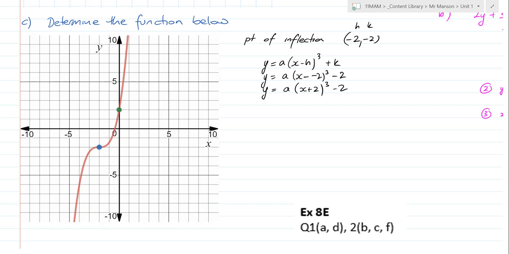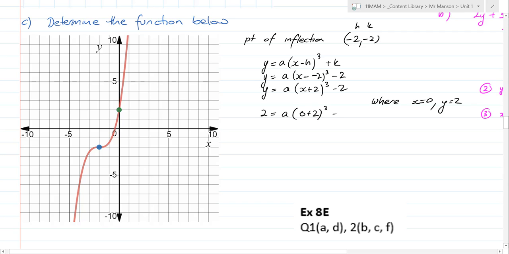when x equals 0, y equals 2, I get 2 equals a times 0 plus 2 cubed minus 2. I add 2 to both sides to give me 4 equals a 2 cubed, and then I divide by 2 cubed to give me a half. 2 cubed is 8, by the way. So a equals a half, and therefore y is equal to a half x plus 2 cubed minus 2. And there's our function.